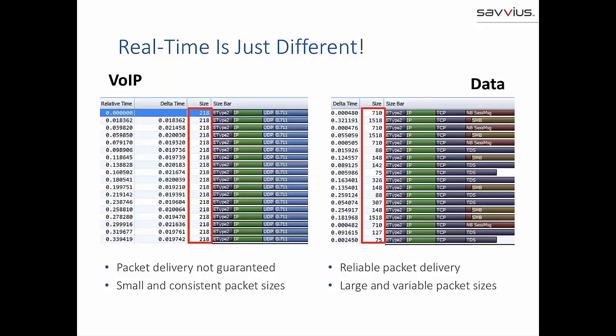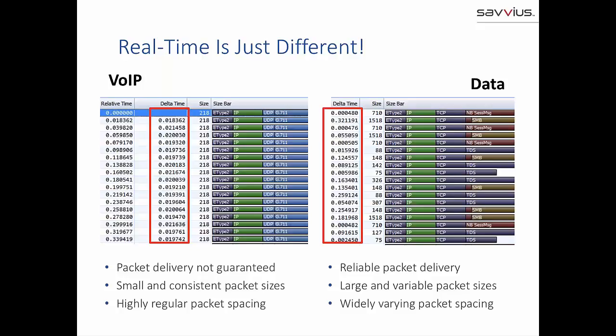Another key difference in the data is looking over to the size bar, to the size of the packets. We see that the packets from the VoIP side are all small, 218 bytes, pretty small, and they're all exactly the same size: small and consistent packet sizes. On the data side, the packets are all over the place, large, variable sizes, another very significant difference. And lastly, looking at the delta time. So what this column is showing is the relative time between packets.